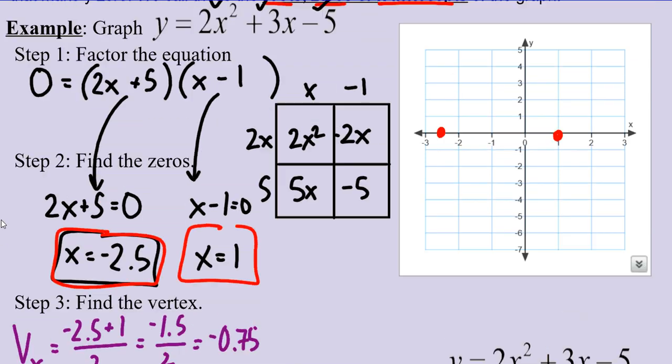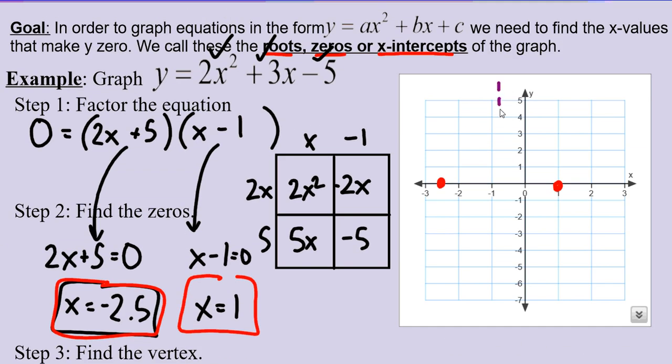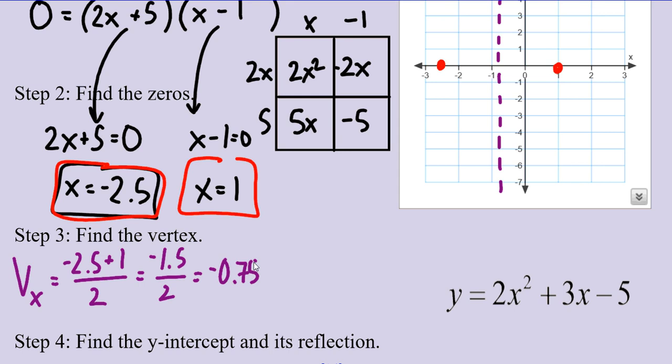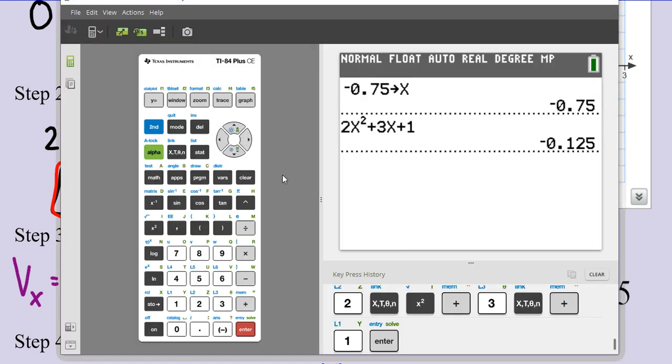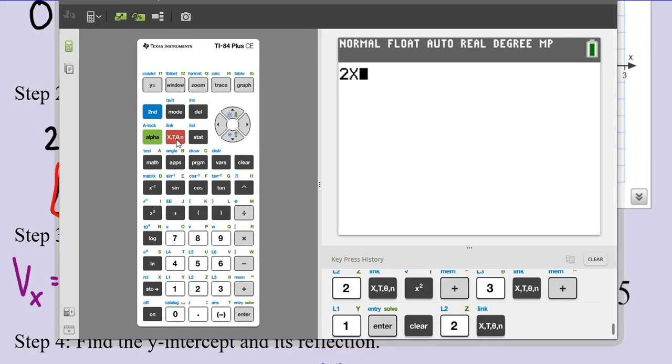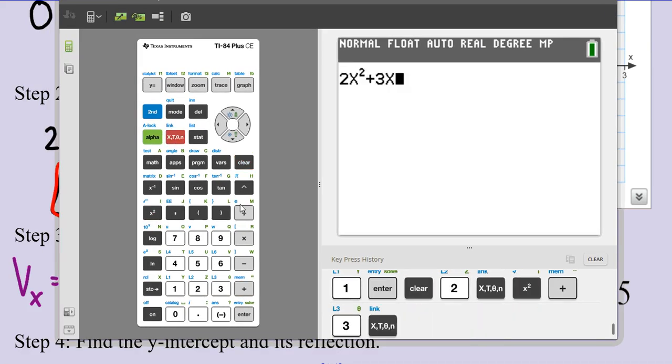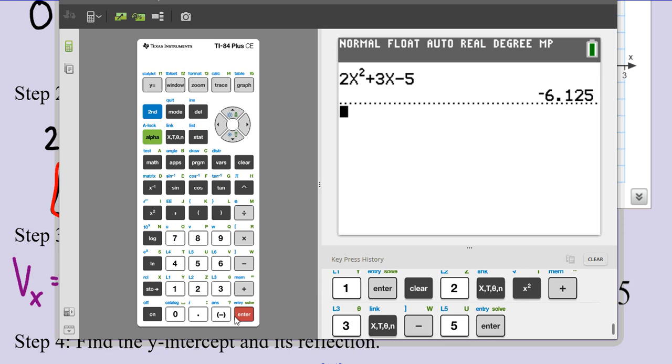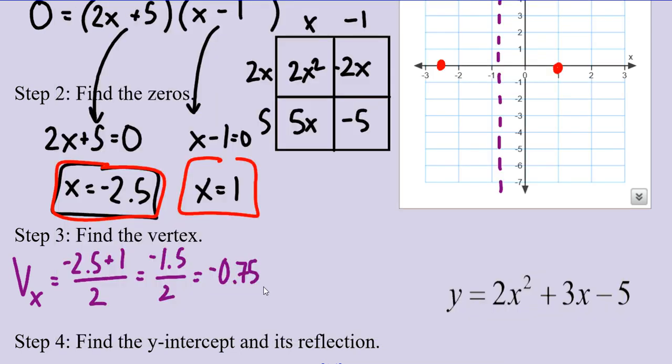Let's sketch in that axis of symmetry and make sure that that looks appropriate. Yeah, that looks like it's halfway in the middle. So my vertex is going to be somewhere along there. If I know the x-coordinate, how do I get the y-coordinate? I put negative 0.75 in for x in my equation. So I'm going to store and put in negative 0.75 for x, but that was already in there, so I can use it again. My new equation, though, is 2x squared plus 3x minus 5. And when x is negative 0.75, I get negative 6.125.